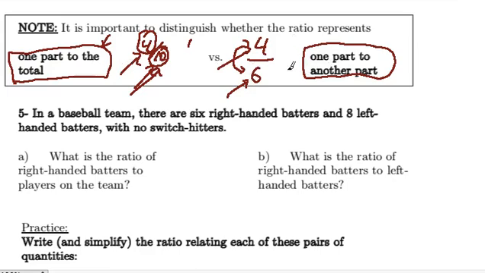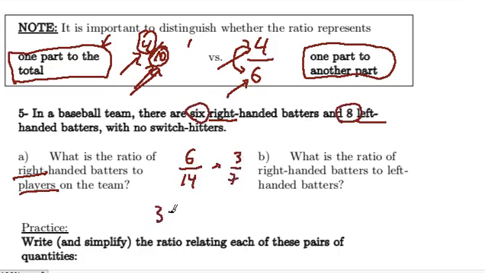Depending on what we're looking at, you might be asked for one, you might be asked for the other. Let's say we've got a baseball team, there's 6 right-handed batters, 8 left-handed batters, and no switch hitters. If the ratio question is asking what's the ratio of right-handed batters to players on the team, to total players, well, the right-handed batters is 6, but the total players on the team is these 6 guys and these 8 guys together for 14. I would reduce that ratio to 3 over 7. I could also have been writing it like this, 3 to 7, or with the word "to" in between, but the answer is 3 to 7.